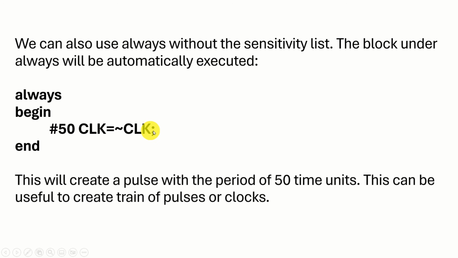And this statement will create a shifting of the clock variable between 0 and 1, and the delay will be 50 nanoseconds. This will create a train of pulses. Namely, the clock value will stay constant for 50 nanoseconds, then it will change the value. For example, if it was 1, it will become 0, and then after 50 nanoseconds, it will be assigned back to clock. And this creates a train of pulses between 0 and 1.